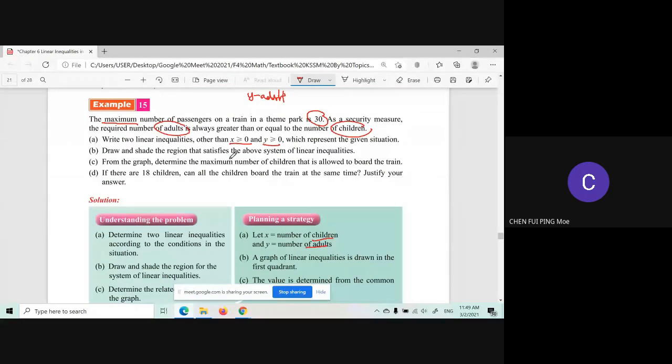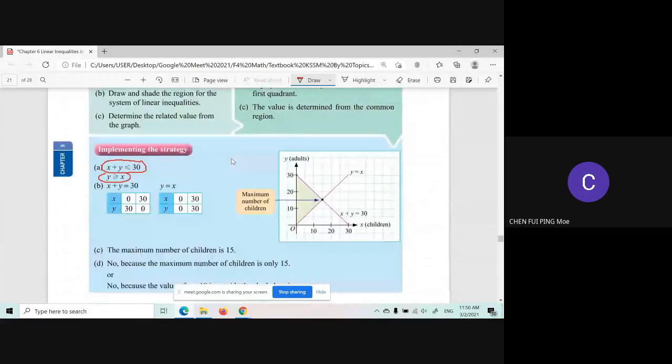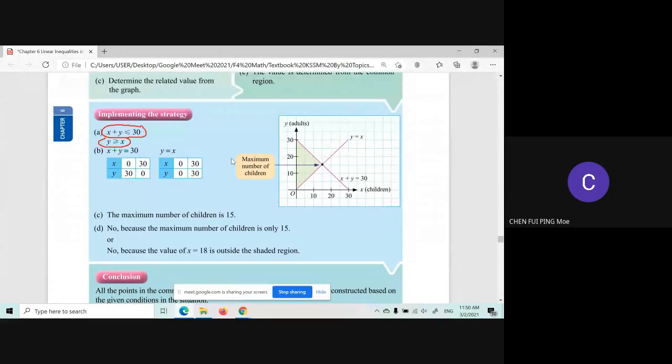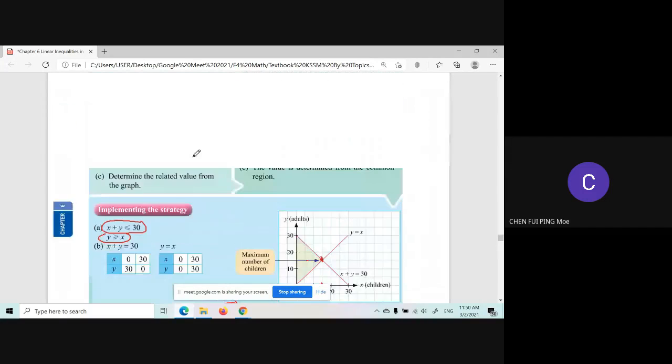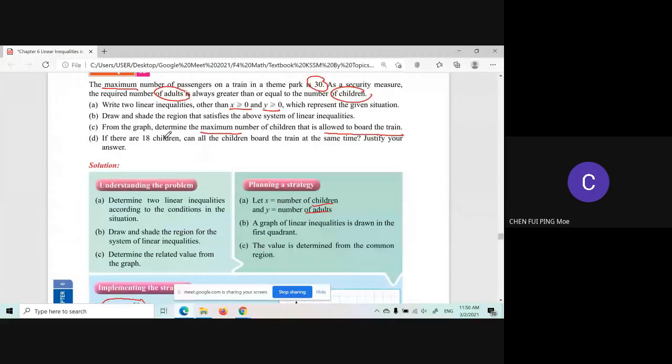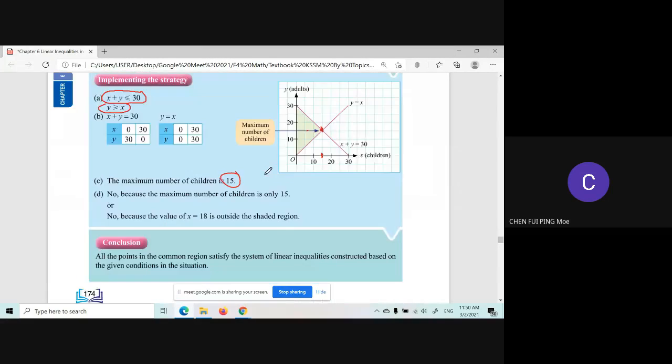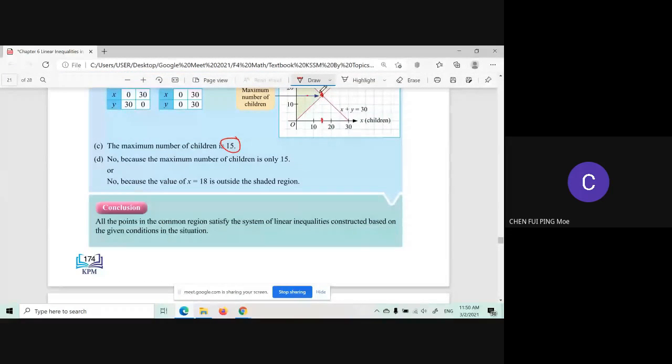From the graph, determine the maximum number of children allowed to board the train. The maximum number of children. Children is x, so the answer is always in the region. So what is the maximum value of x? From here, the maximum value of x is 15. Okay. And then question B. If there are 18 children, can all the children board the train at the same time? Justify your answer. This one is no, because the maximum children is only 15. Okay, 18 is already out of the shaded region.